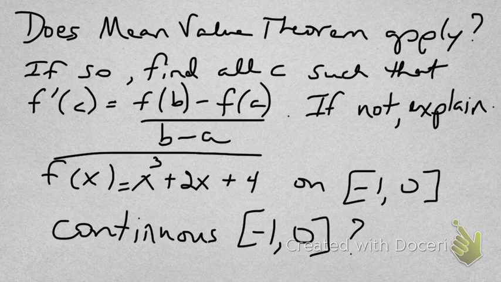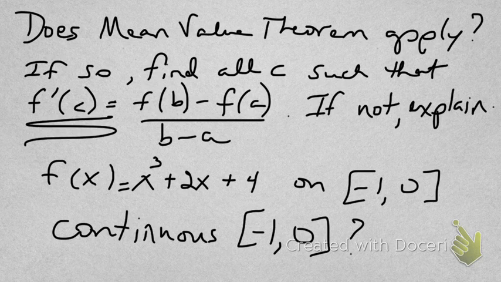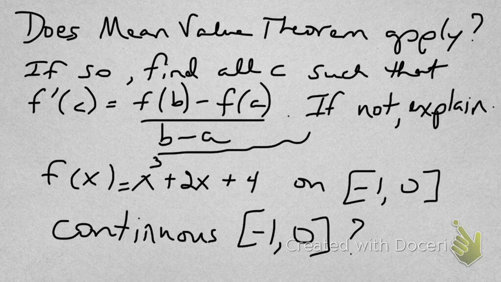Given this function, our question is, does the mean value theorem apply? There are a few conditions: continuity, differentiability. If it does apply, we're going to find that value of c, call it x, where the derivative of the function is the same as the slope of a secant line with these particular values of x and their corresponding y values.